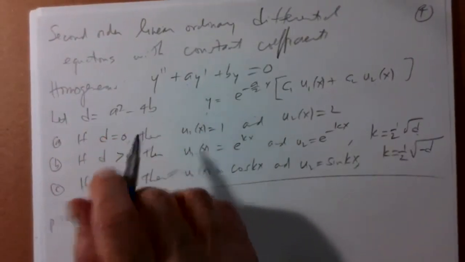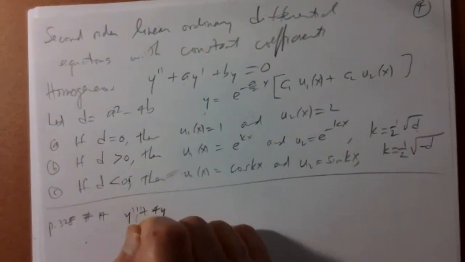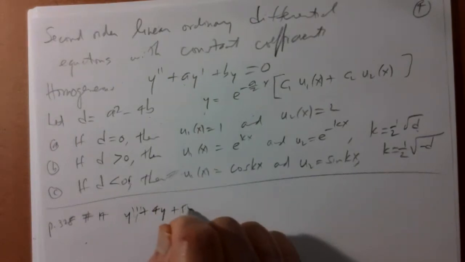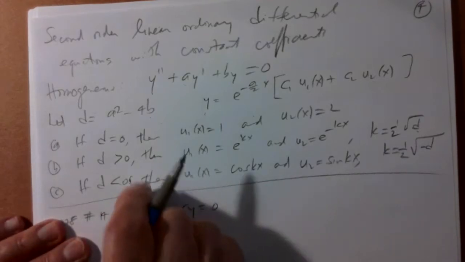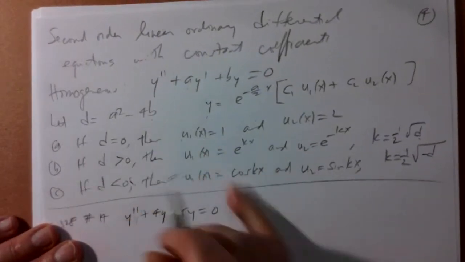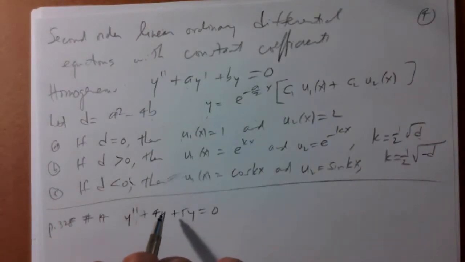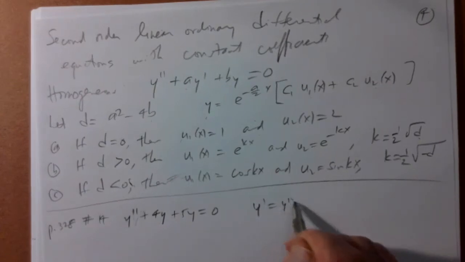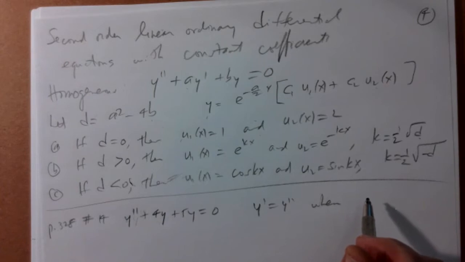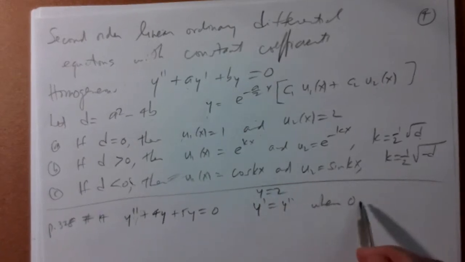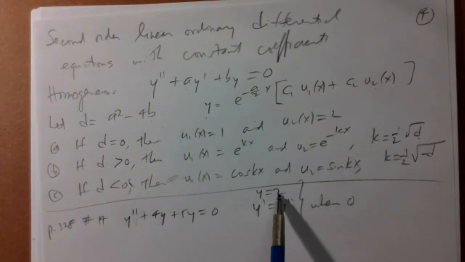So number 14 is y double prime plus 4y prime plus 5y equals 0, with the initial conditions that y prime equals y double prime, and y equals 2 when x equals 0. So at x equals 0, the function is equal to 2, and the first and the second derivatives are equal. Okay? Any questions about this?